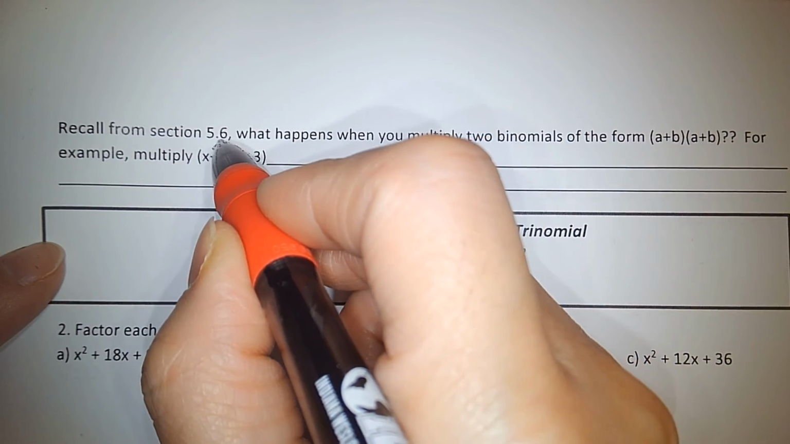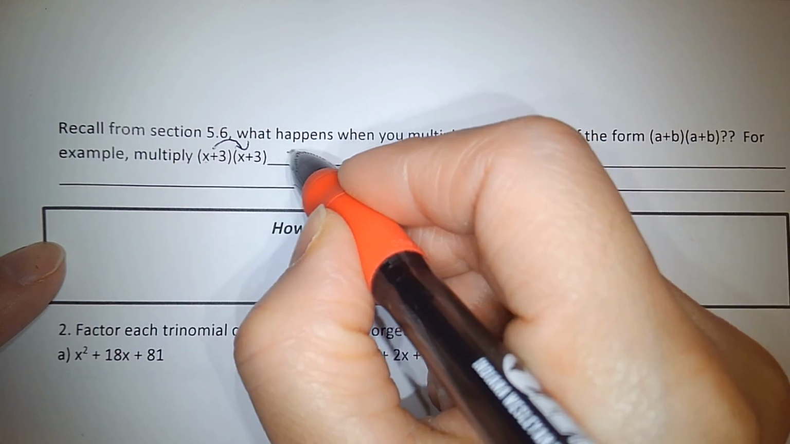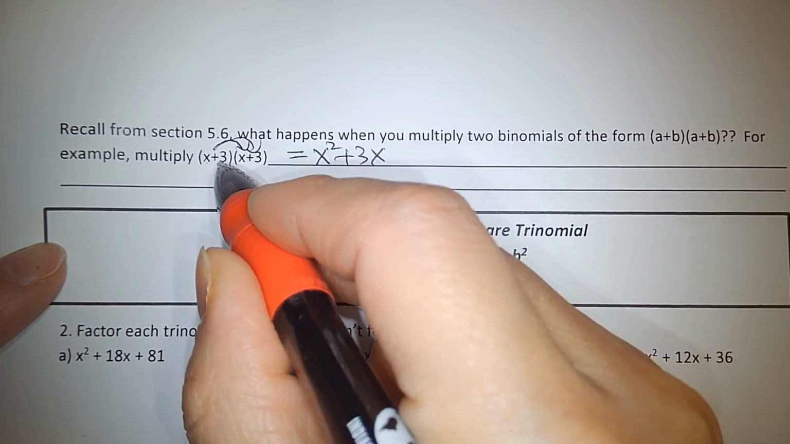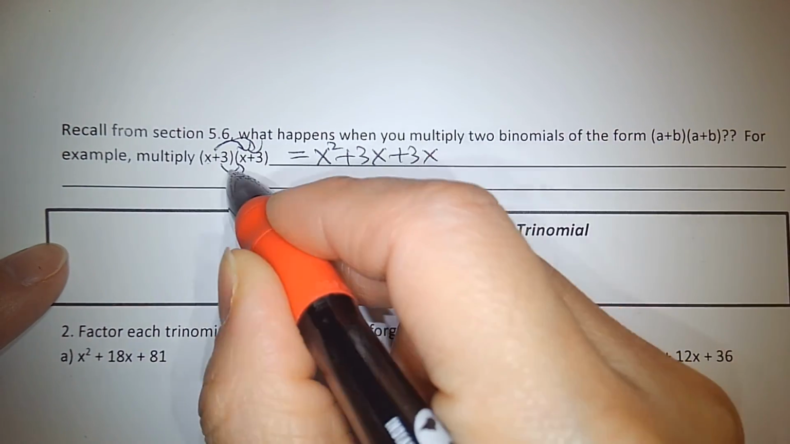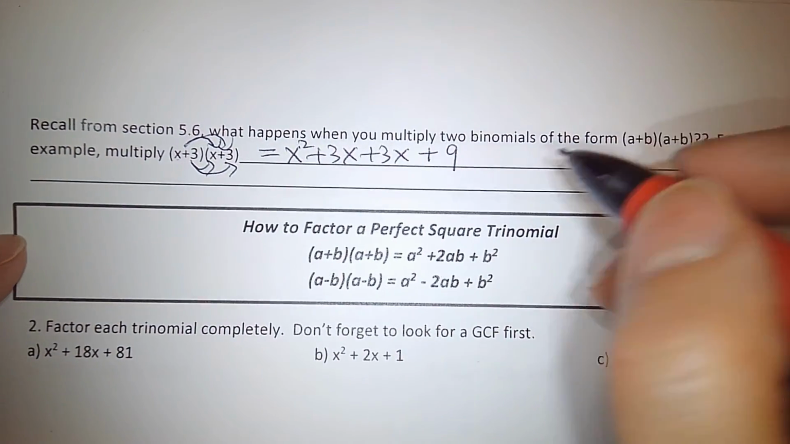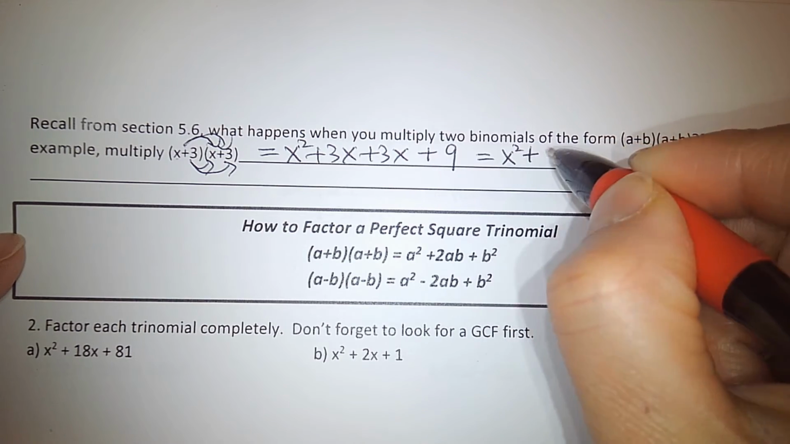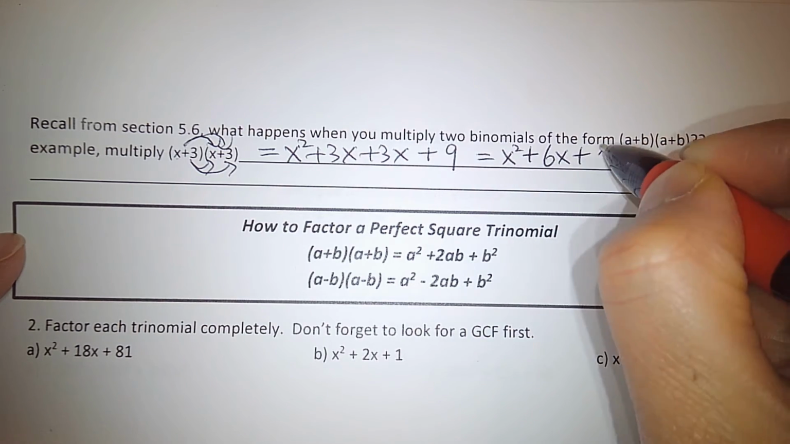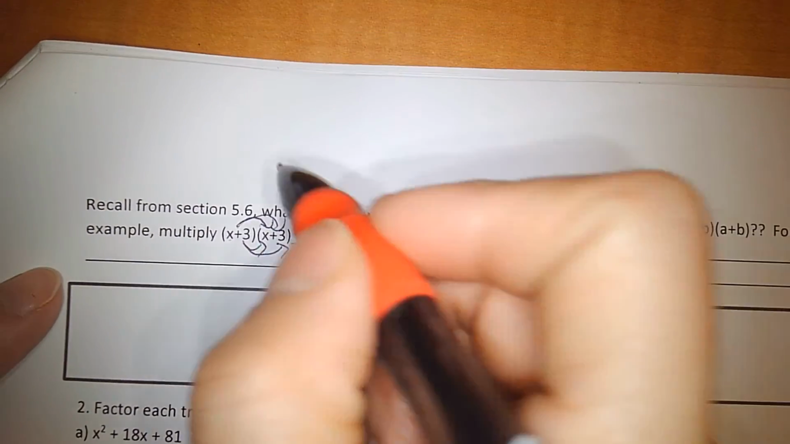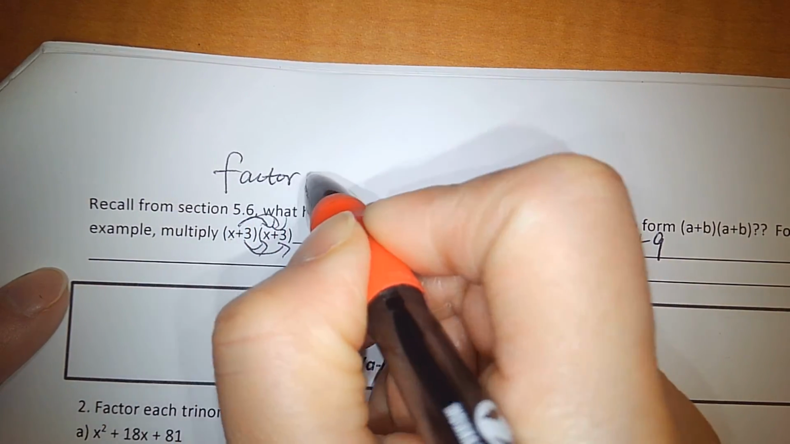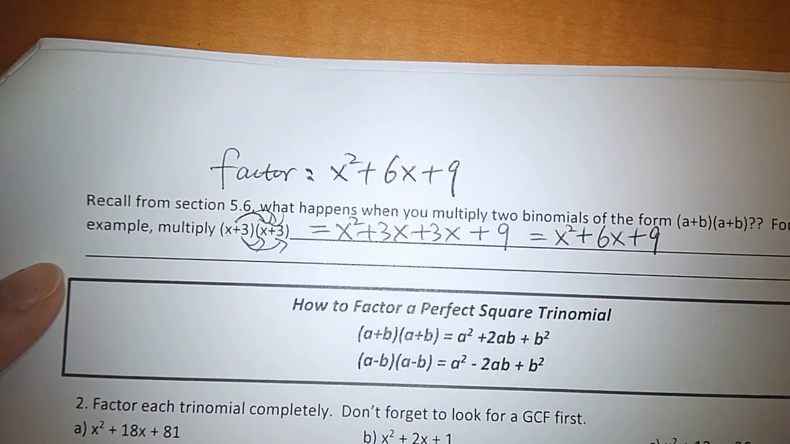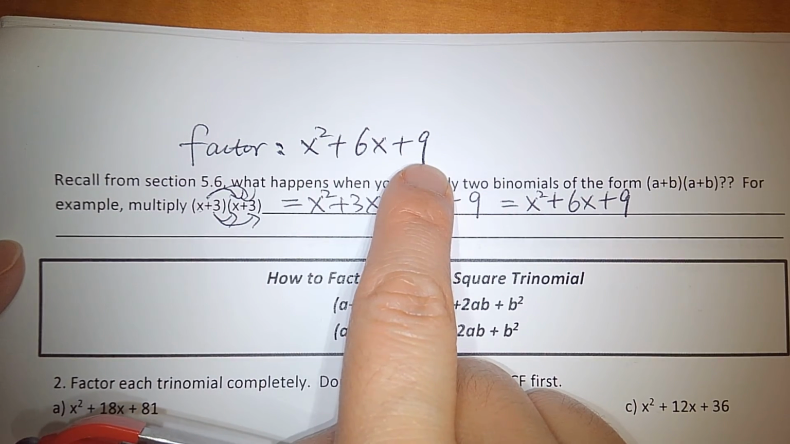What will we have? x times x equals what? x squared. x times 3 is 3x. 3 times x is 3x. 3 times 3 is what? 9. So eventually we're going to have x squared plus 6x plus 9. You guys feel good? Now I'm going to ask you, factor x squared plus 6x plus 9, this trinomial.